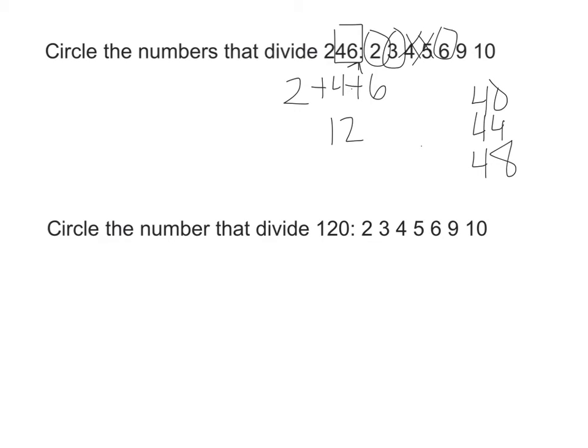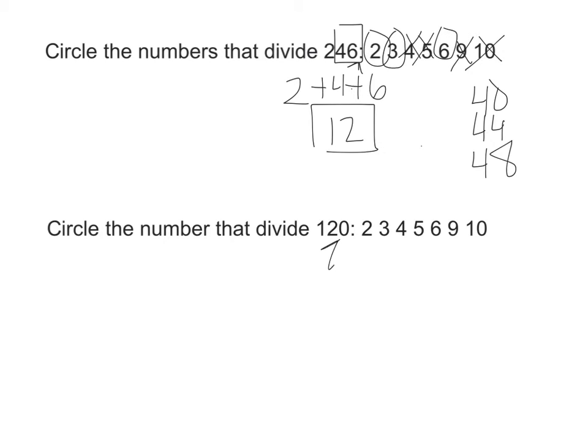Remember the rule for 9? 9 is the same rule as 3, only it has to be a multiple of 9 when you add these up. So when I add it up, I get 12. Is 12 a multiple of 9? No. And does it end with a 0? No. We're going to do the same thing again for 120.